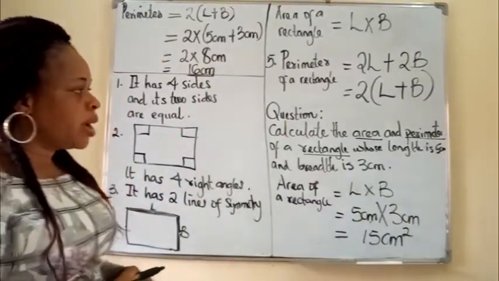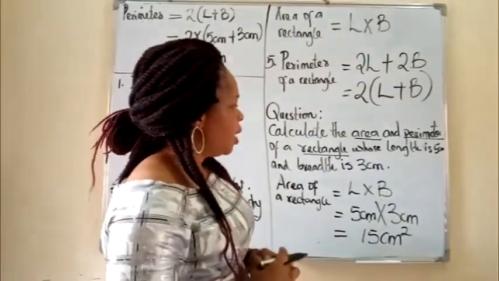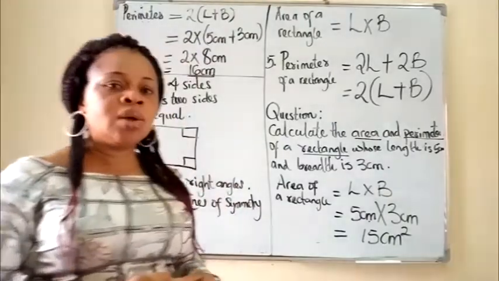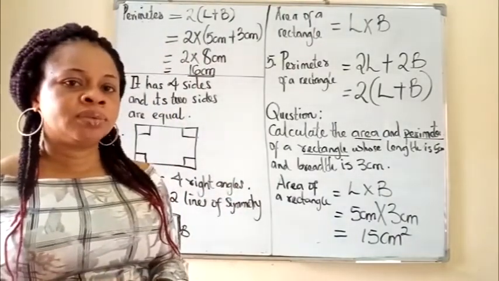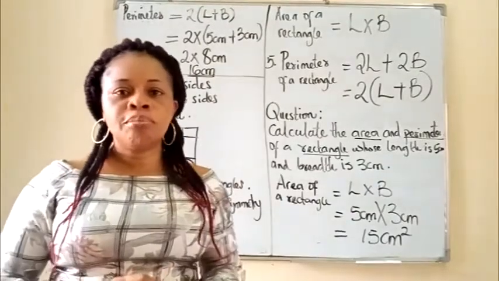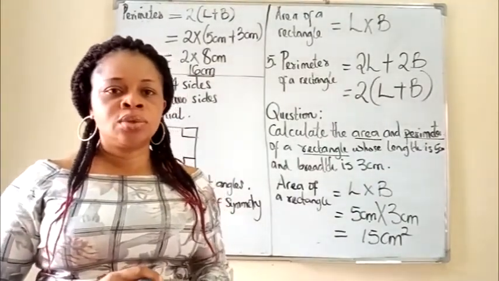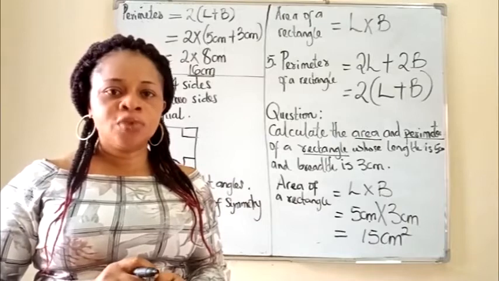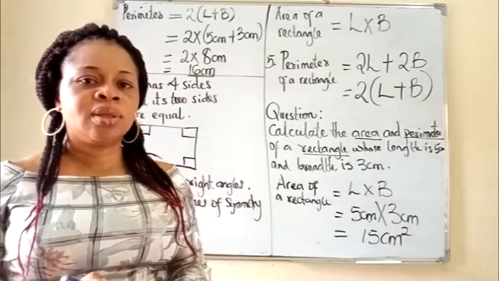This is how we can calculate the area and the perimeter of a rectangle. Use what you know to solve many other questions, and I believe you can do it. Thank you.